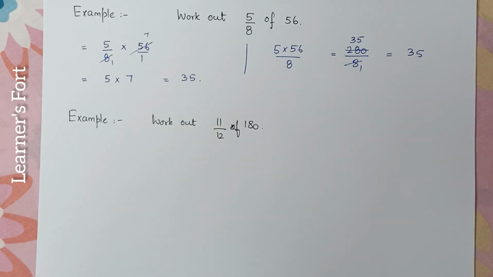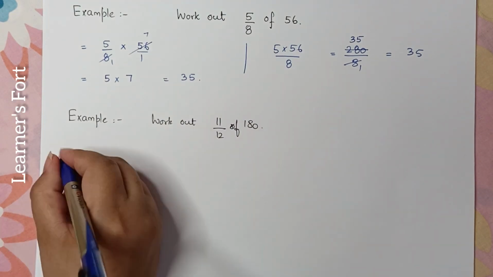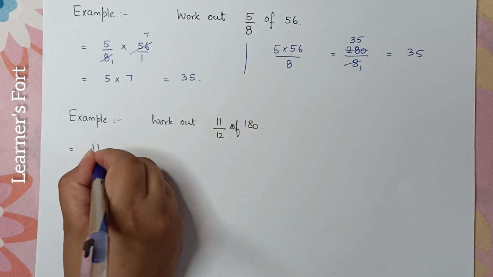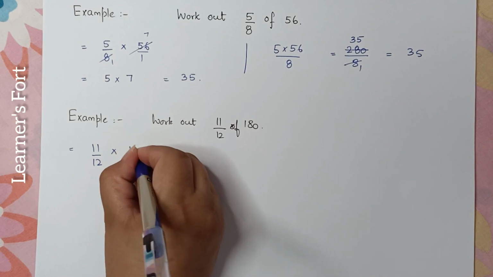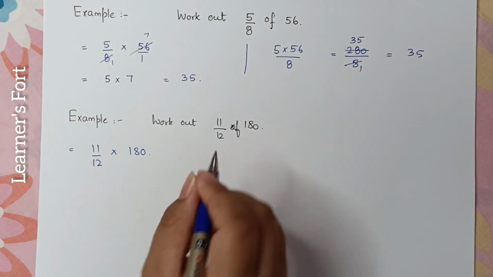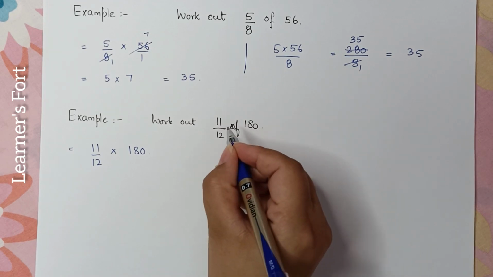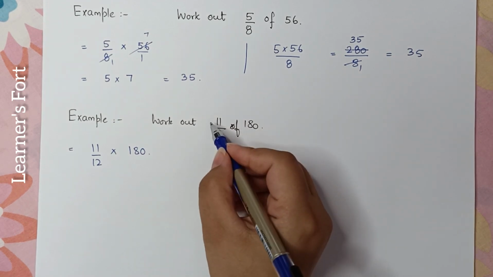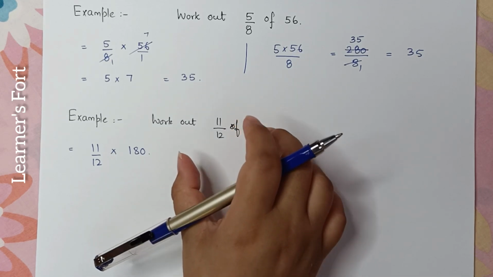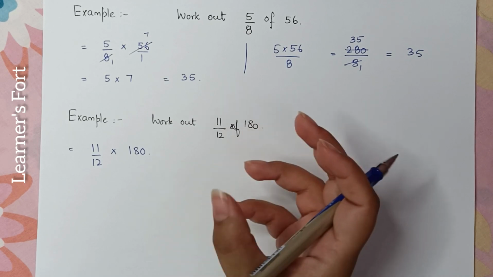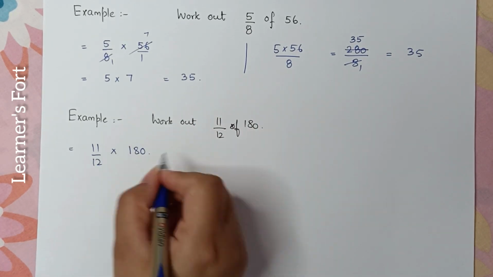Okay, now let's have a look at an example. Work out 11 upon 12 of 180. We're going to write it as 11 upon 12, replacing the of with the multiplying sign, into 180. Whenever you have to find the value of the part that is being considered, you're going to multiply it. The fraction is being multiplied to the whole in order to find the value of that. So in this case we have 11 upon 12 into 180.